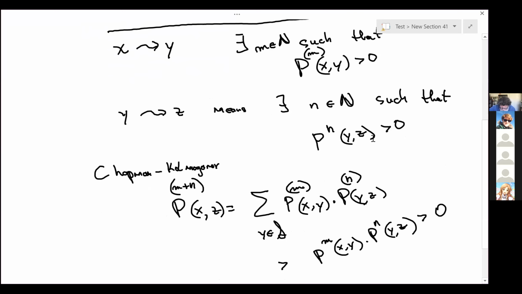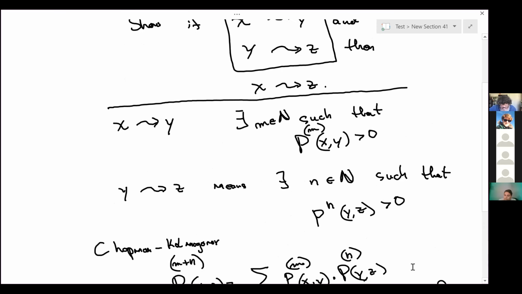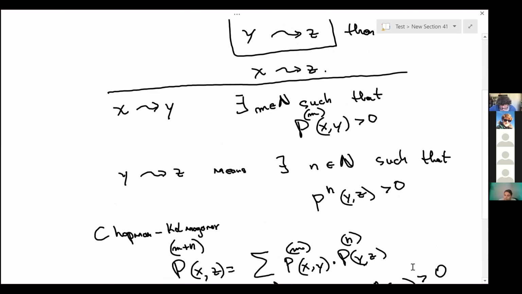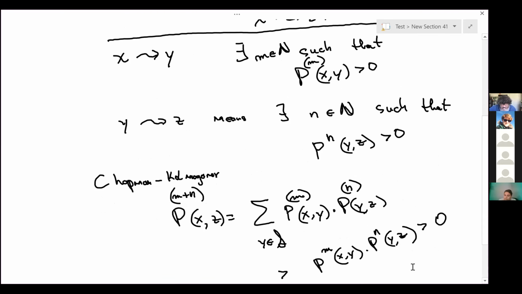But since there was an m and an n that made this positive, I don't have to add up all the other terms. I can just look at the terms that made this positive, and that makes this positive. It sort of completes the idea. So I think it's probably more or less what you're doing, just maybe, like you said, a little simpler. So maybe I'll quit it right here if that's okay with you.